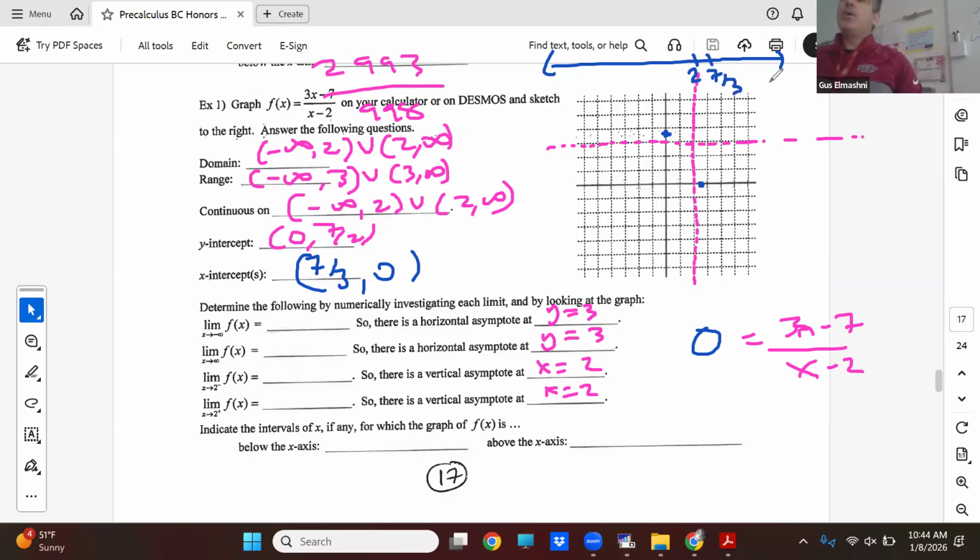When you do a sign chart, you pick what we call the critical points. The critical points are what make the top and bottom 0. Why are they critical? Because they'll cause y to go from positive to negative or vice versa. That's why they're critical. They're important. And how do I find them? Just set the top and bottom equal to 0, right?